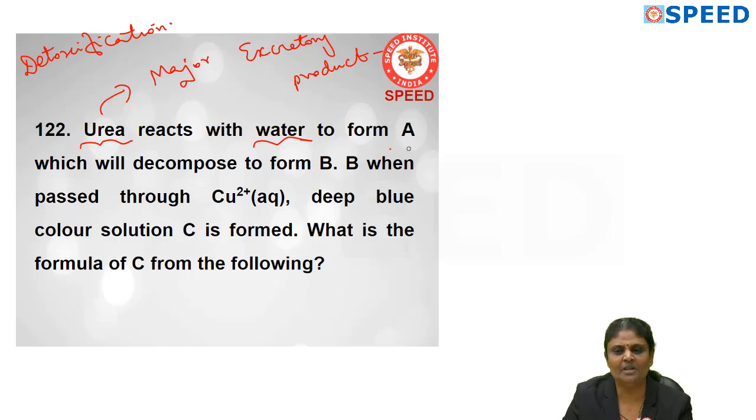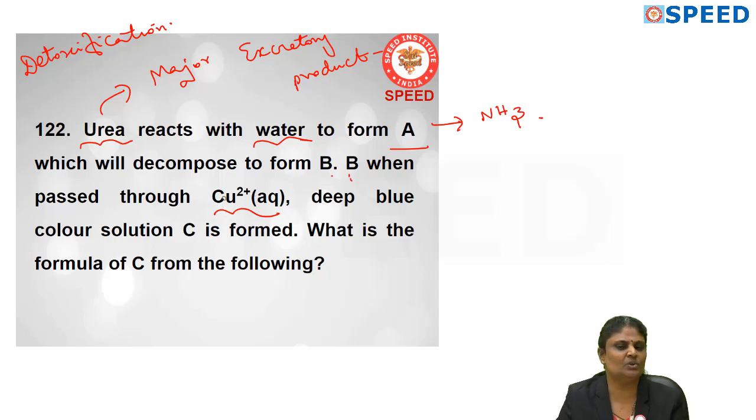So to form A, I think the A will be ammonia, NH3, which will decompose to form B. B, when passed through Cu2+ aqueous, that is cupric. Cu2+ means cupric, so this one is cupric. A deep blue color solution is formed.